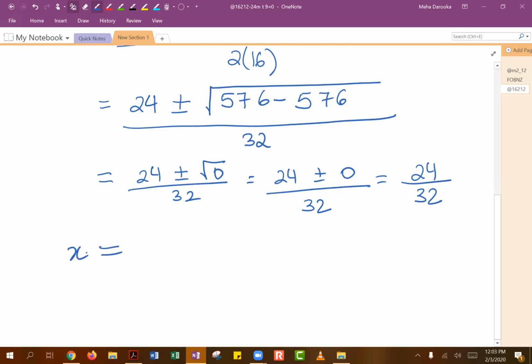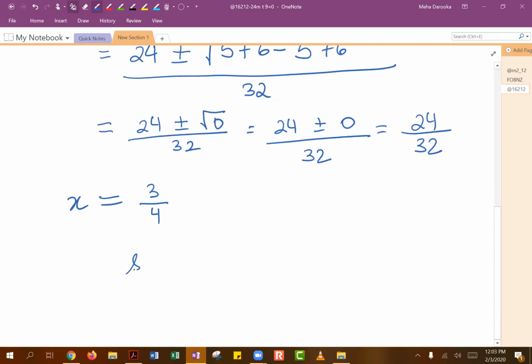And what is 24 over 32 when you reduce it down? 3/4. Because 8 is common between both of those, right? 8 goes into 24 3 times. 8 goes into 32 4 times. So your solution set will have only one number, which is 3/4. Yeah, very good.